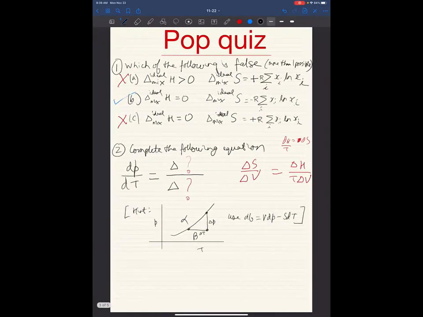This is a good segue into the final topic before Thanksgiving, which is just a little bit about real solutions and this concept of activity. We'll just do a little bit. I might start with this topic when we come back after Thanksgiving, just to refresh your memories. But I'm going to start it today. We might not finish it, and that's okay. We will resume from here next time.